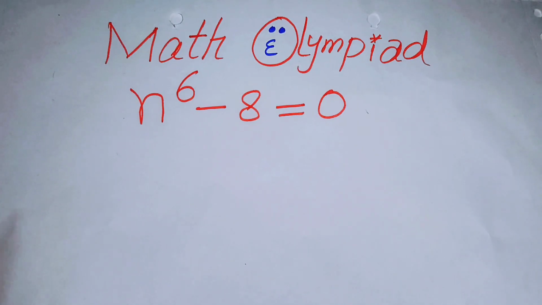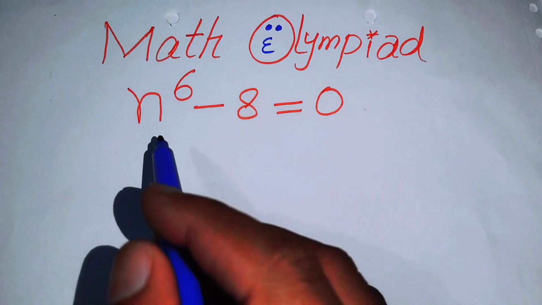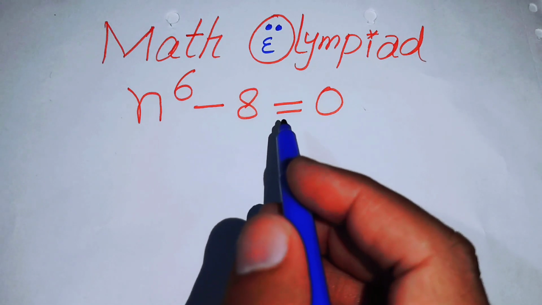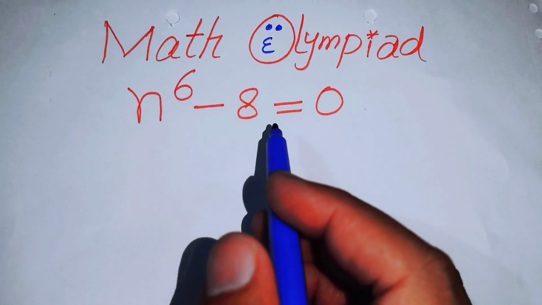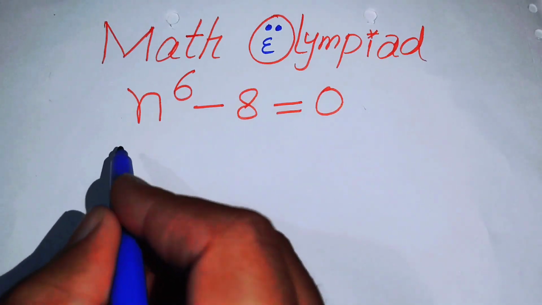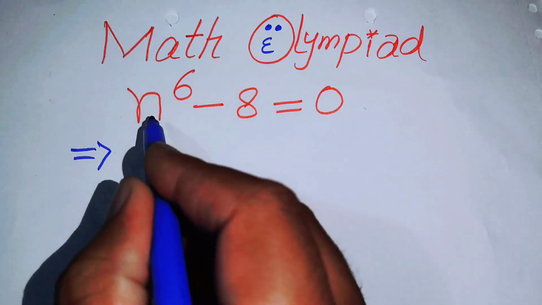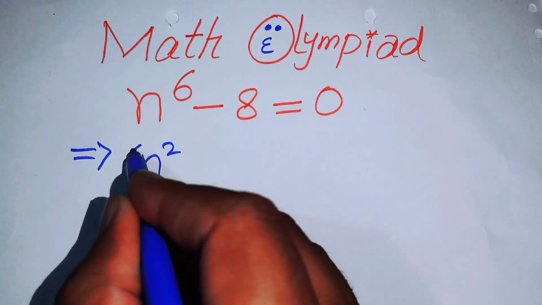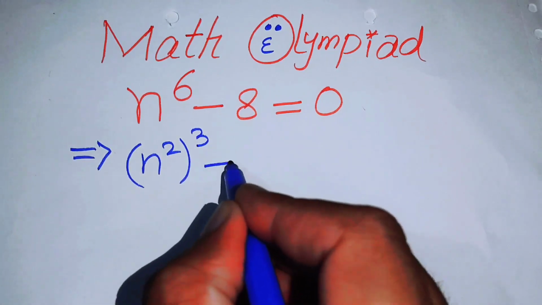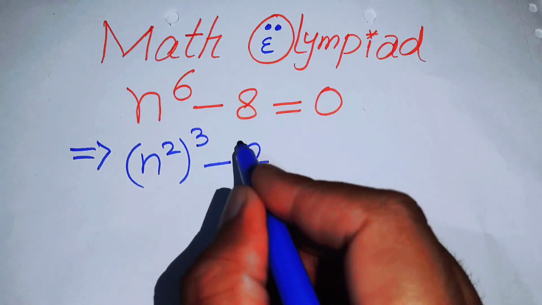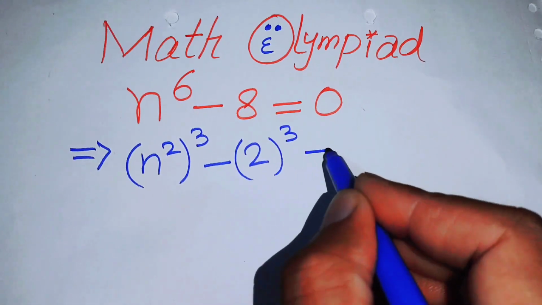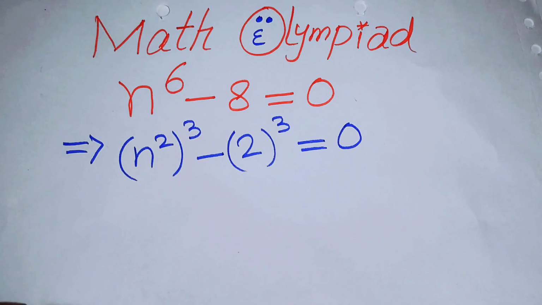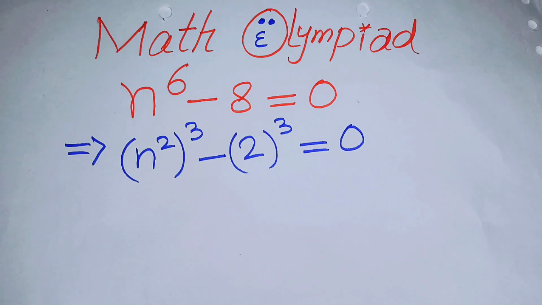In this video we are going to solve this nice algebra problem, and here we have n to the power of 6 minus 8 is equal to 0, and we will solve this problem for the values of n. So the very first thing we are going to do is rewrite this equation. Here you have n to the power of 6 and we will write it as n squared and its whole cubed, minus, here we have 8 and we will write it as 2 cubed, and this whole equation is equal to 0.